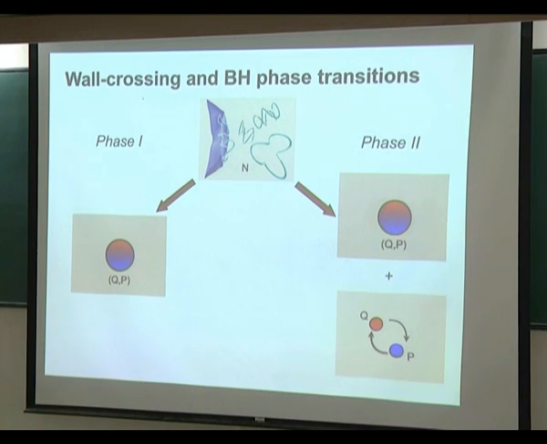Sorry? There are only two types of. No, so in general, in fact, there are multi-centered black holes. There can be anything. So this is still schematic, but let me answer that again in a few minutes.